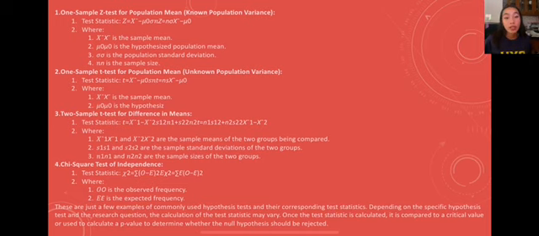These are just a few examples of commonly used hypothesis tests and their corresponding test statistics. Depending on the specific hypothesis test and the research question, the calculation of the test statistic may vary. Once the test statistic is calculated, it is compared to a critical value or used to calculate a p-value to determine whether the null hypothesis should be rejected.